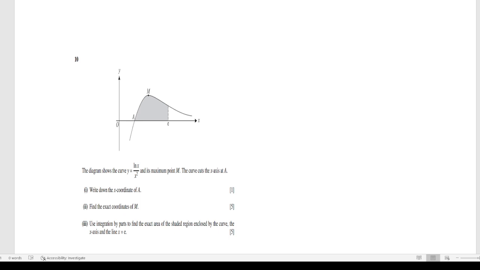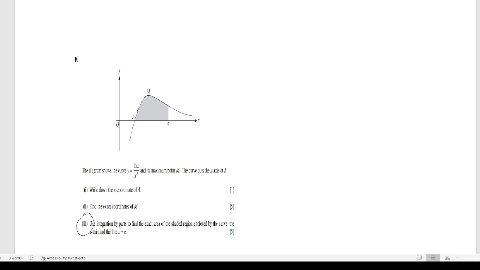Hey everyone, this is the second part to June 2004 in which we will be covering the third part. So I'm already supposing that you guys know how to do integration by parts, so I won't be telling what the steps are to be followed while doing integration by parts.